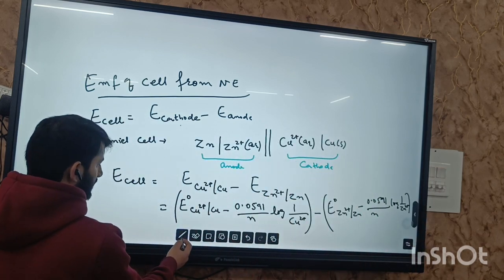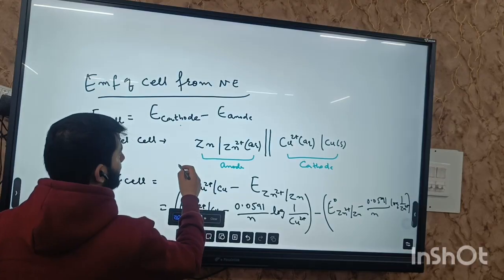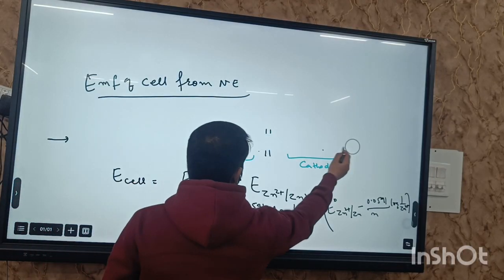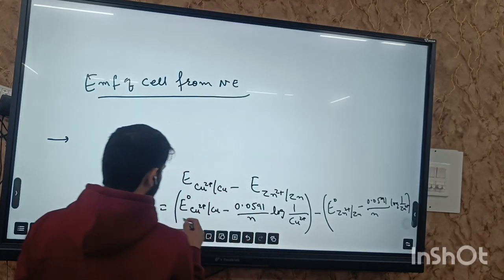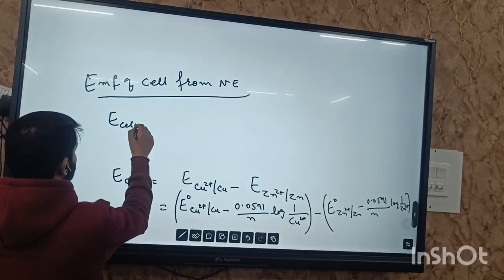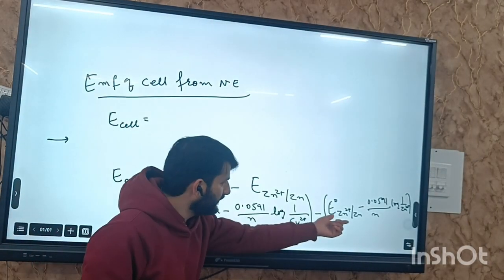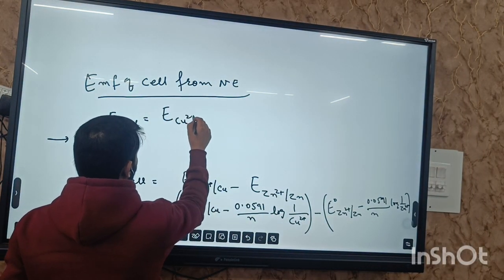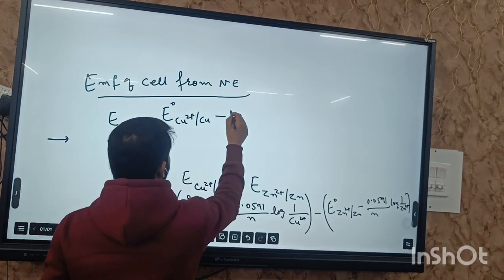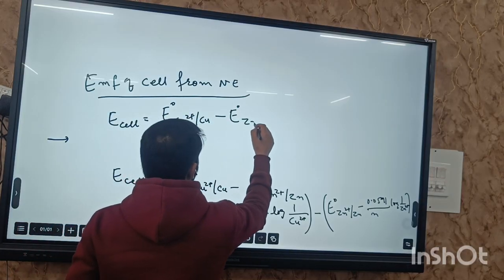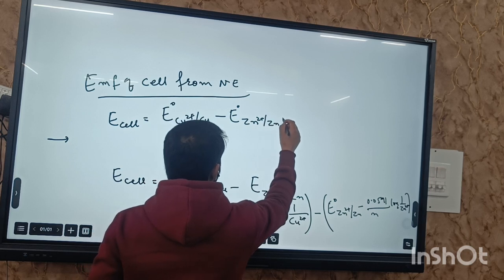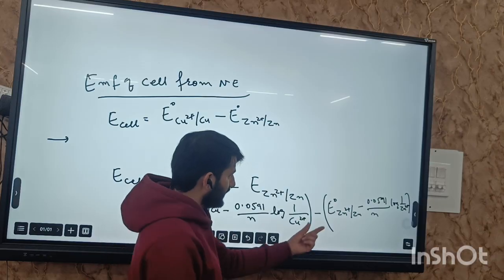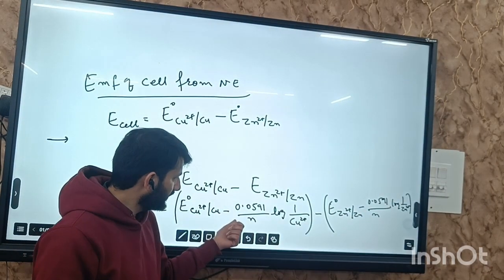See, what should we do here? Okay, I need to erase this because I don't have too much space here. So what will be the E cell in this case? If you see that this and this can be taken separately, it will be E naught copper 2 positive to copper minus E naught zinc 2 positive to zinc. Now this minus will be positive and this will remain negative, isn't it?